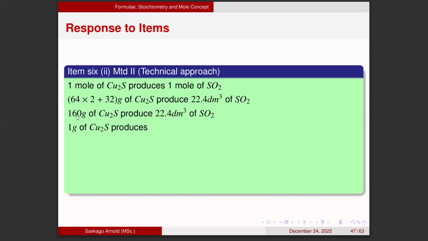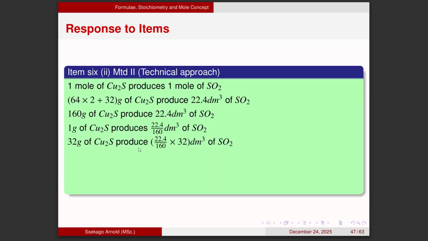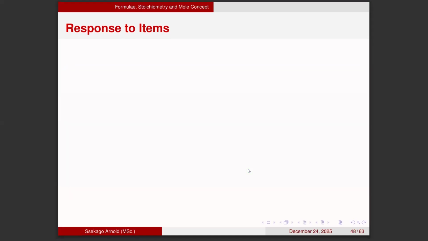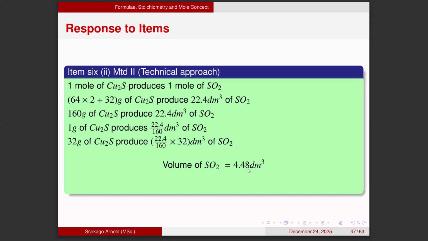Then what of 1 gram? If 160 grams of copper(I) sulfide produce 22.4 decimeters cubed of sulfur dioxide, 1 gram of copper(I) sulfide will produce 22.4 over 160 decimeters cubed of sulfur dioxide. Then what of the 32 grams in question? The 32 grams of copper(I) sulfide produce 22.4 over 160 times 32. Computing this, we obtain a volume of sulfur dioxide of 4.48 decimeters cubed. So as of now, allow me to stop here.